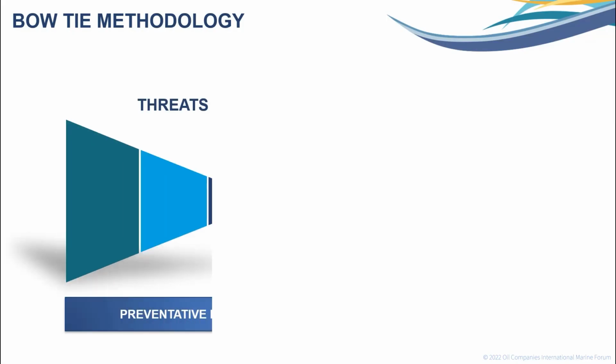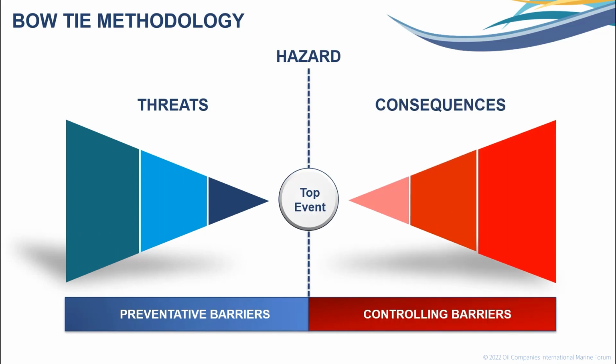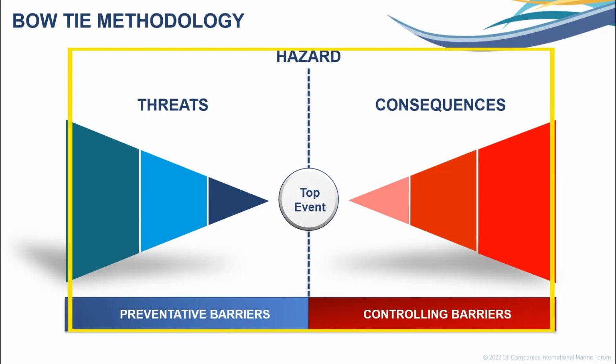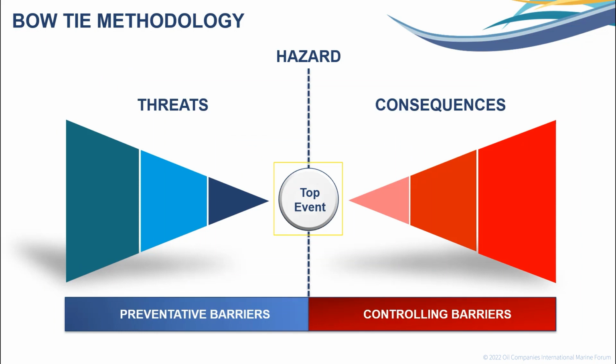A bow tie is a graphical depiction of pathways from the causes of an event or risk on the left to its consequences on the right in a simple cause-consequence diagram, where the knot of the bow tie depicts the top event and is the point where the pathways converge and the mitigation pathways spread out.